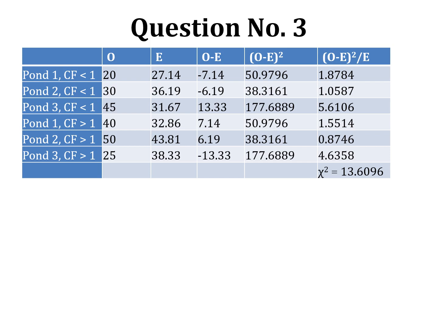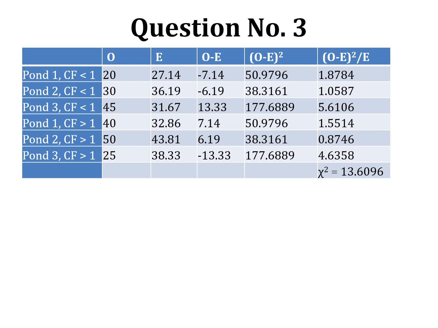And then for the next cell, which is the fish with condition factor greater than 1 in pond number 1, the difference is 7.14. Then for the next cell, which is the fishes with condition factor greater than 1 in pond number 2, the difference is 6.19. And then in the next one, we have fishes with condition factor greater than 1, which are present in pond number 3, and the difference is 13.33.